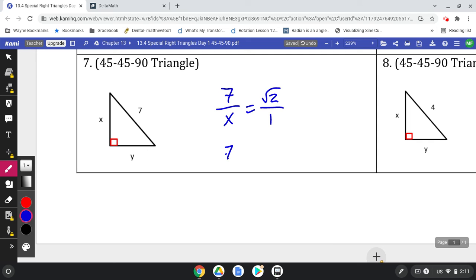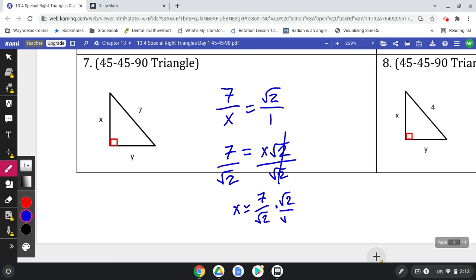We cross multiply, we'll get 7 equals X square root of 2. We'll divide, those square root of 2's will cancel, and we are left with X equals 7 divided by the square root of 2. We'd be done, except we cannot leave a square root in the denominator, in the bottom. We have to do something called rationalize the denominator. So we'll multiply this by square root of 2 over square root of 2. We will get 7 square root of 2 divided by just 2.